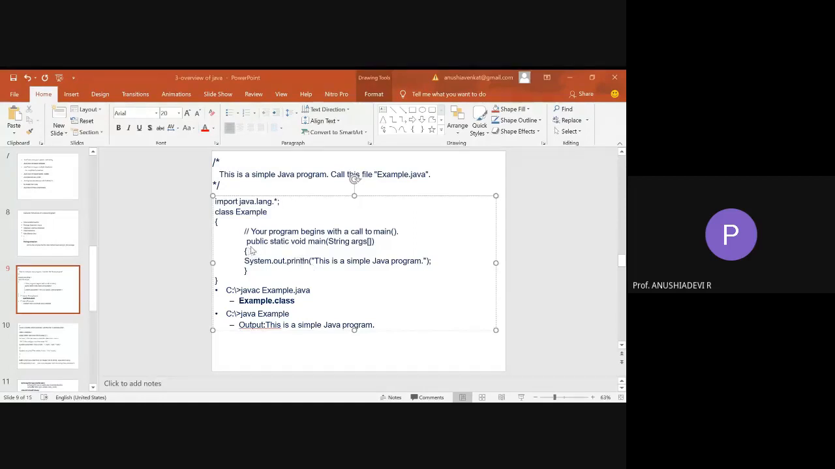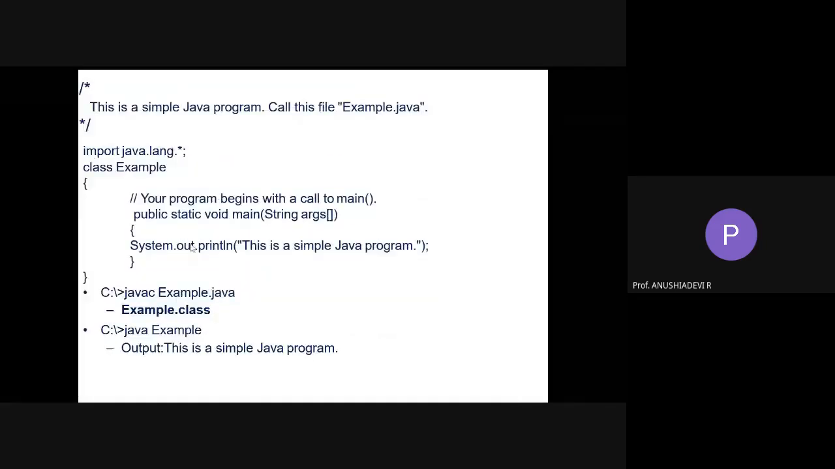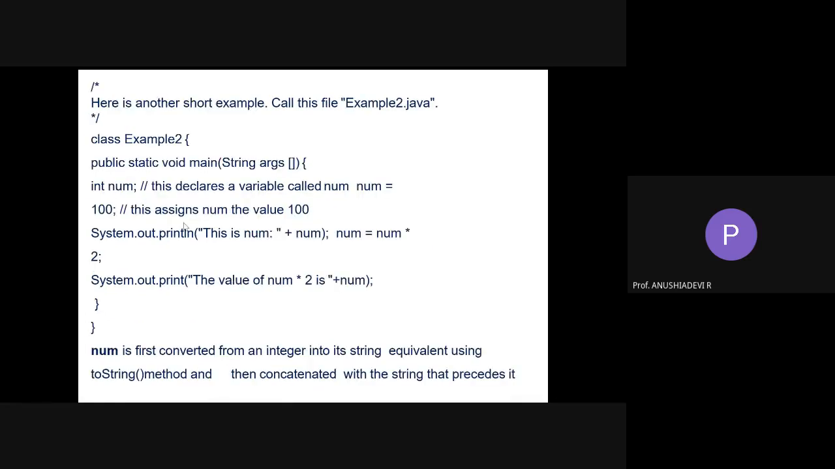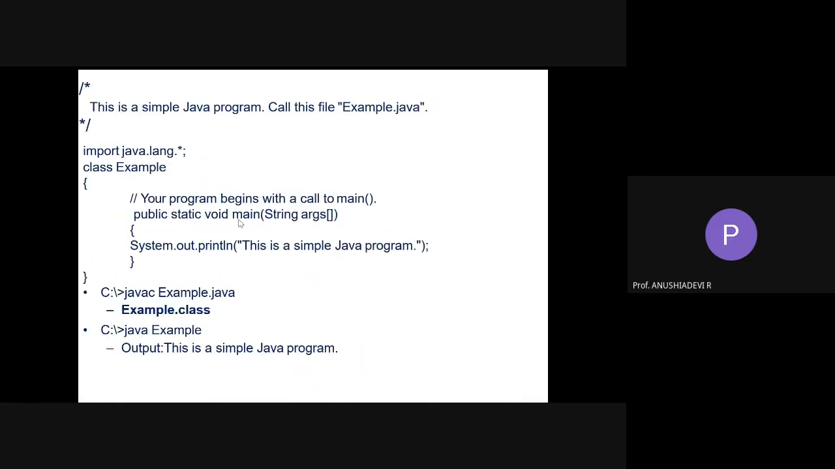What is the syntax for the main function? Public static void main. You have to write the main function only in this format: public static void main(String[] args). What is the purpose of public? We have to access this main function from anywhere. What is the purpose of the keywords public, private, protected? Do you remember all those? To make it accessible, ma'am. Inheritance.